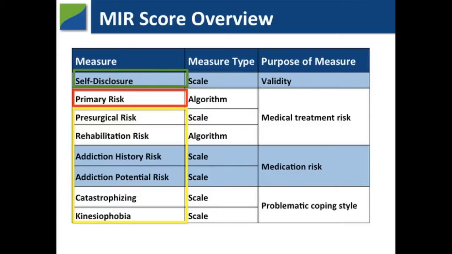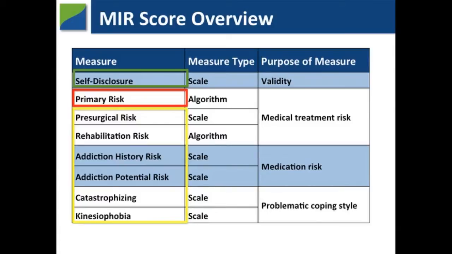Below them are two more related risk scores, the addiction history risk and the addiction potential risk scores. And lastly, there are two measures of problematic coping styles, which are catastrophizing and kinesiophobia. Now note that most of these measures are scales with two exceptions. The primary risk score and rehabilitation risk score are algorithms.